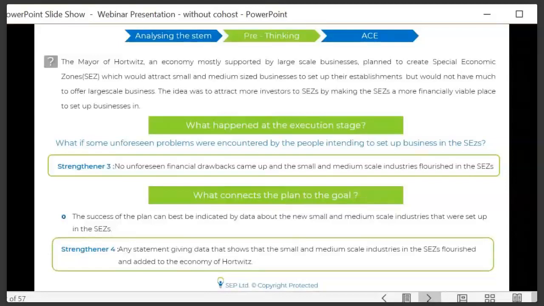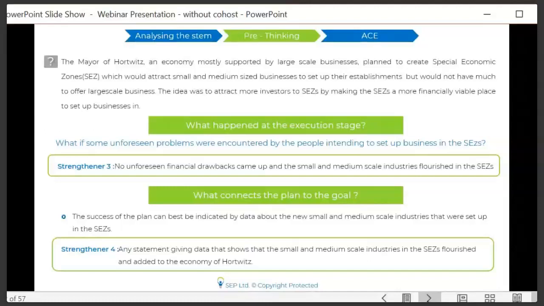Okay, so see how we were able to come up with four strengtheners based on the information given in the passage, and more importantly, by using the framework here. Okay, the framework acted like a real good guide to pre-thinking. So those of you who used the framework, and those of you who were not successfully able to use it, please remember it is something that you need to keep doing in order to get the hang of it. It's something new that you're learning here.